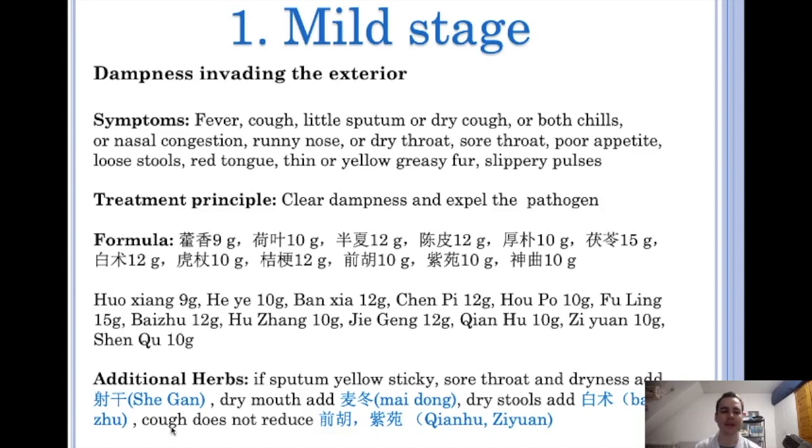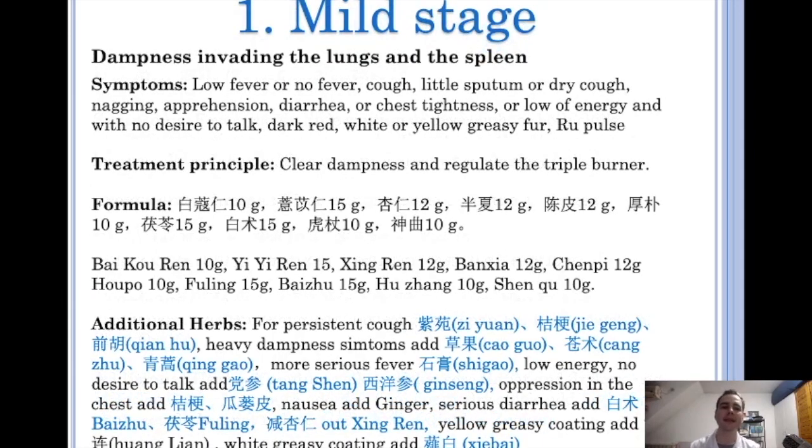Then if there is cough and the cough is still there and didn't reduce with the main formula, we are going to add more of Tianhu and Siyuan. In this case, Tianhu is 10 grams and Siyuan is 10 grams, so we can add up to 15 grams, okay? Right now, in the mild stage, we're going to see the second one.